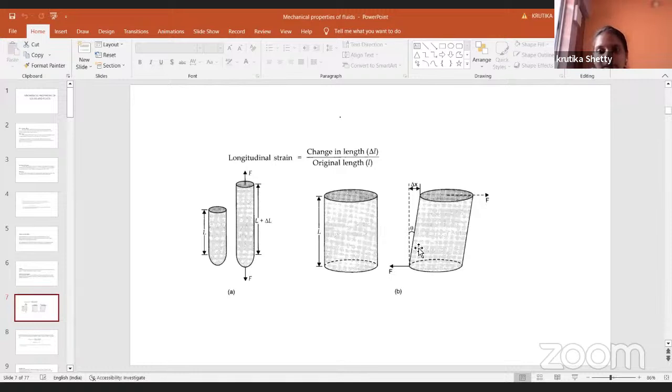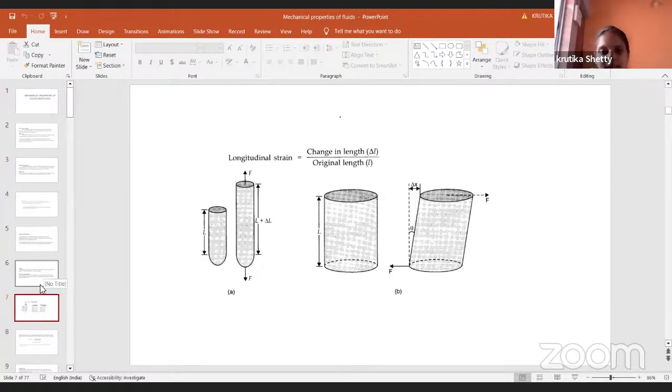See what is happening here: a slight change in the angle is taking place. It is creating some angle, right? Whatever displacement you are showing, that displacement is denoted as delta x. You can see the force acting on the body. Therefore, this is nothing but shear strain.